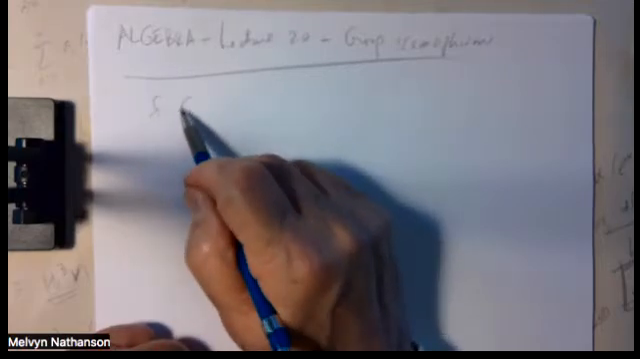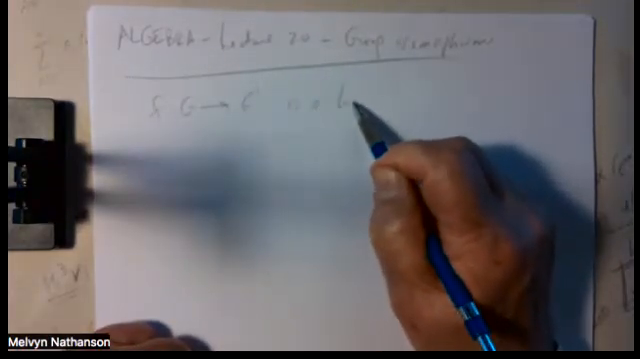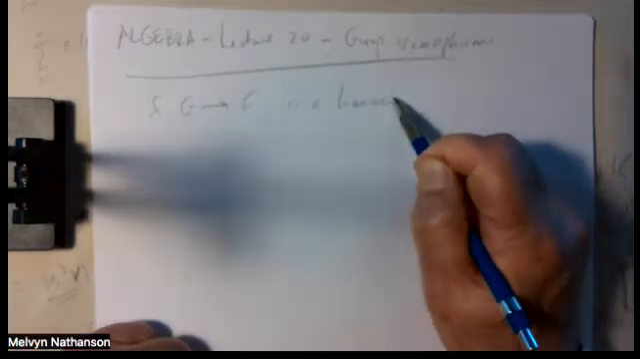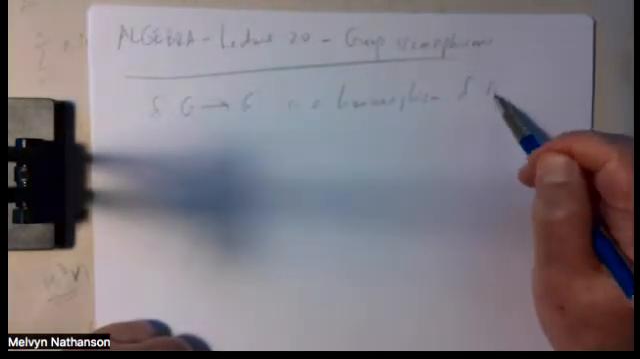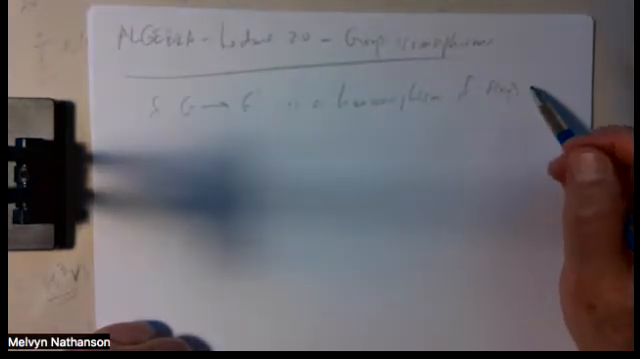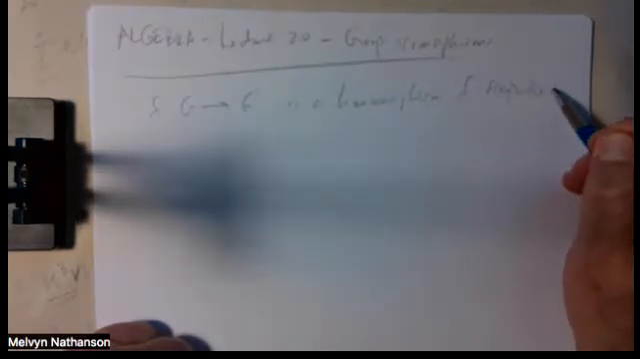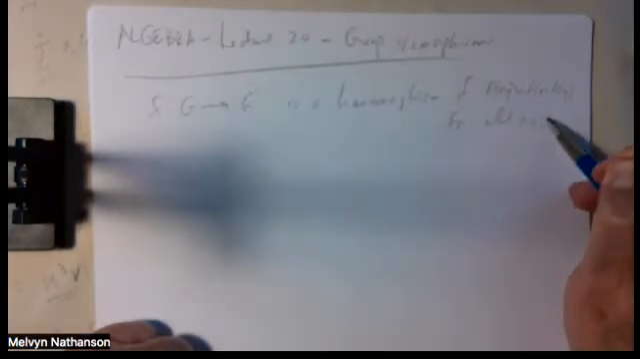We have a function f from a group G to a group G prime. It is a homomorphism if, writing the group operations as multiplication, f of xy is f of x times f of y for all x and y in the group.